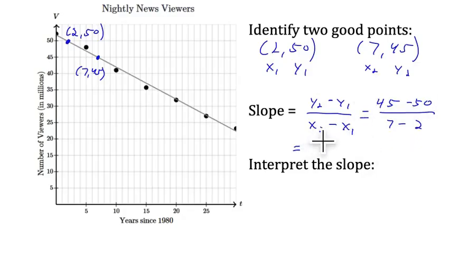45 minus 50, that's negative 5. And 7 minus 2 is positive 5. And we can treat a fraction like a division problem, and negative 5 divided by 5 equals negative 1. So we have a slope of negative 1. So we can say that the number of Americans who viewed the nightly news decreased by about 1 million viewers per year. Notice since we use the word decreased, that was really our negative sign.